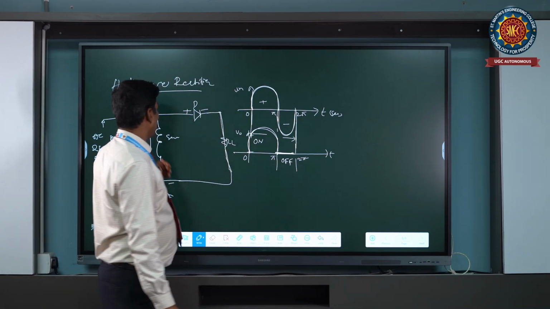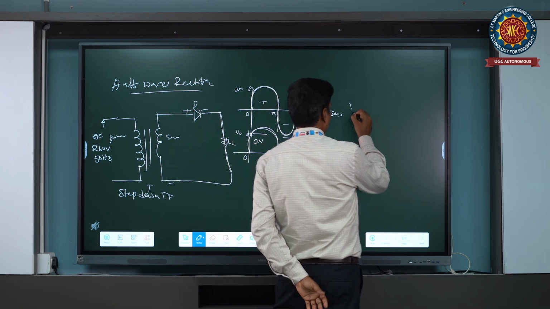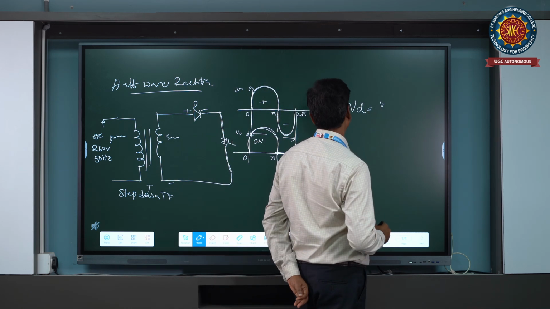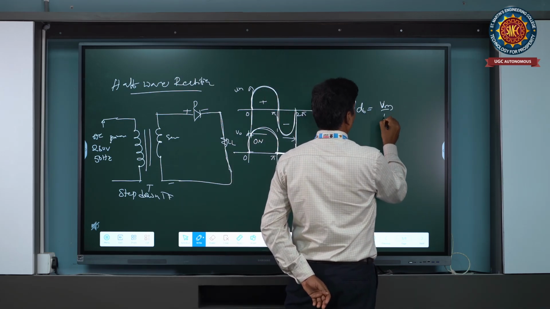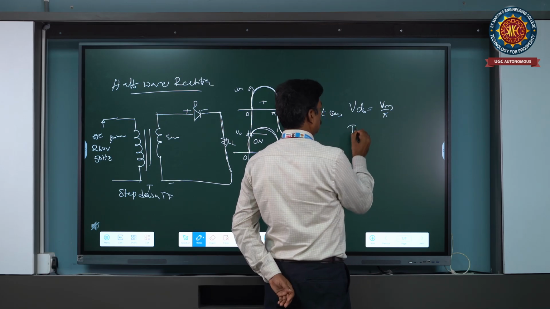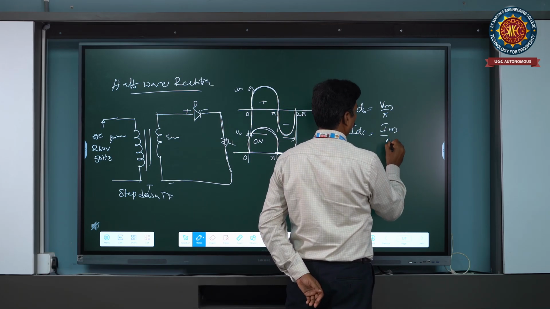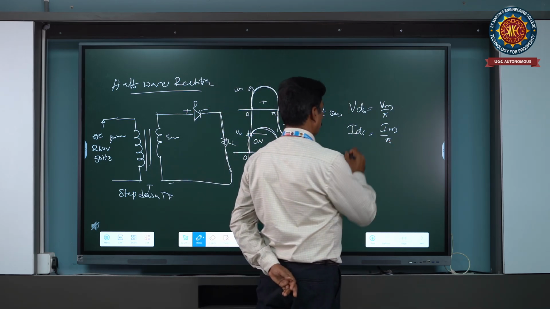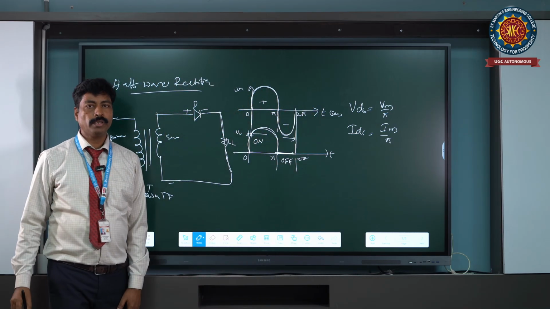The main important output of the half-wave rectifier is the DC voltage. The DC voltage is Vm by pi, and the DC current is Idc equal to Im by pi. These are the main voltage and current parameters in this circuit.